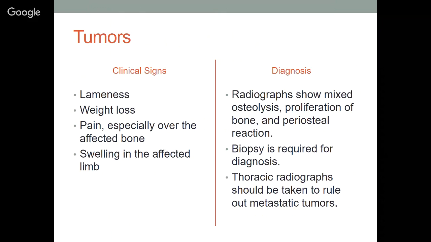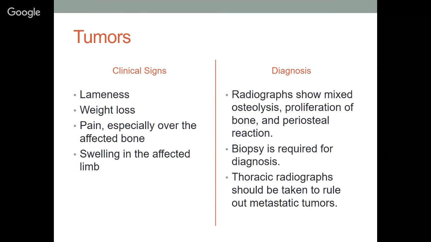Radiographs will show a mixed osteolysis, so loss of bone, also a proliferation of bone around the outside of the tumor, and a periosteal reaction. So we'll see kind of inflammation of the lining around the bone as well. Biopsy is required for diagnosis, and I often recommend biopsy because sometimes it will look like cancer, but it will be a fungal infection. So I do recommend that we do a biopsy before we completely panic.